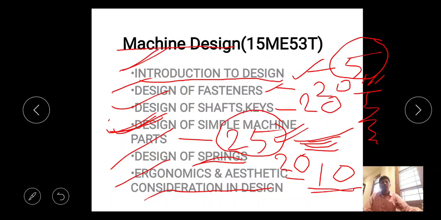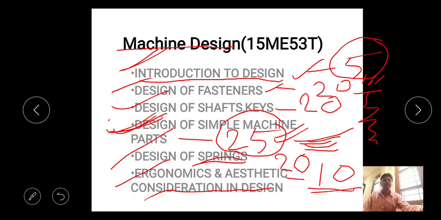If you take the overall subject, it is around 80 marks of problems, and around 20 marks of theory. So you need to solve many problems here. So we'll be taking those problems, and we'll be solving them.